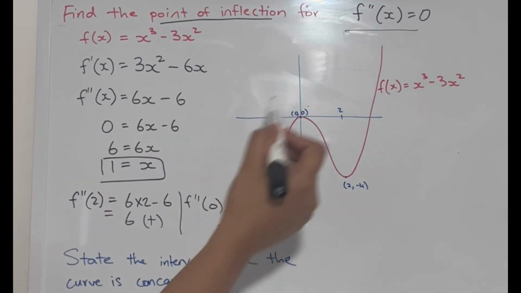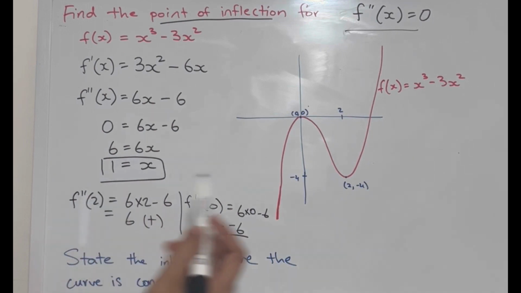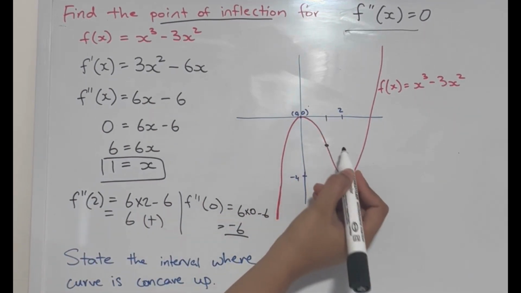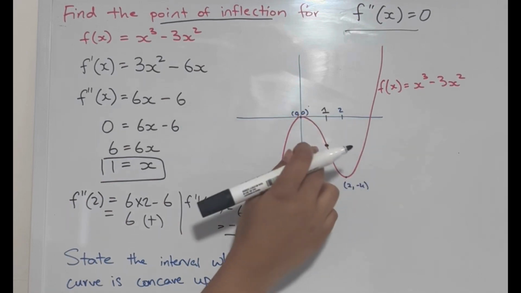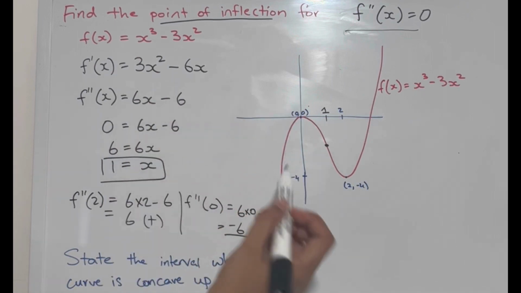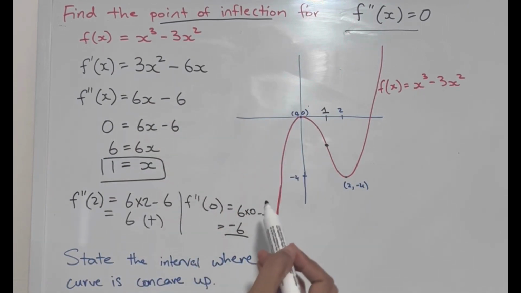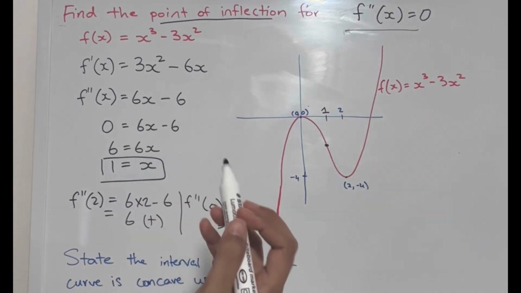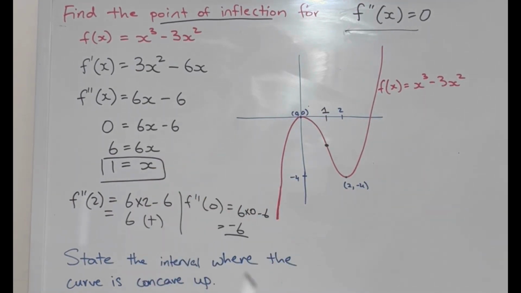So this is the graph here. And we can see that at x equals 1, that falls somewhere around here, that we have our point of inflection. So remember, at the point of inflection, our graph changes from concave down to concave up, or from concave up to concave down. So in this, our second question is state the interval where the curve is concave up.